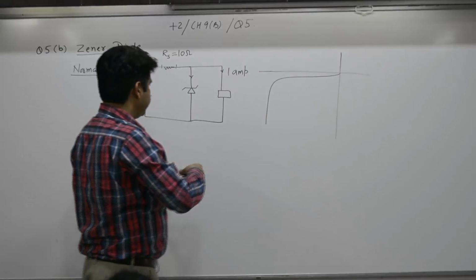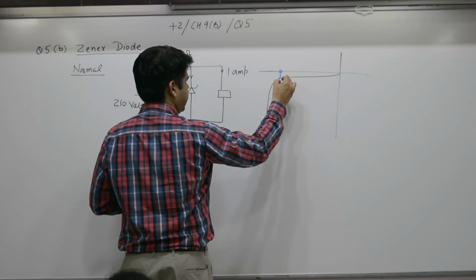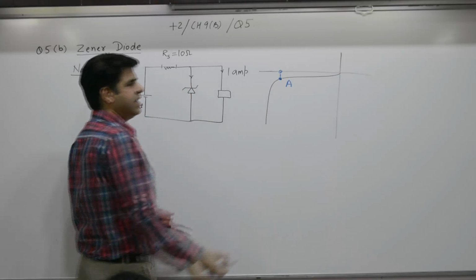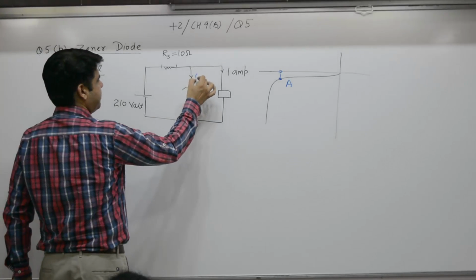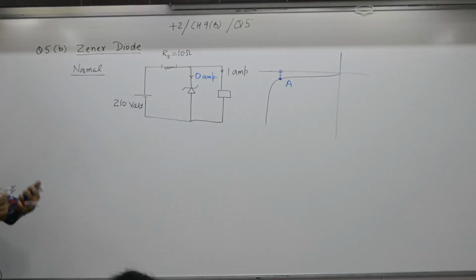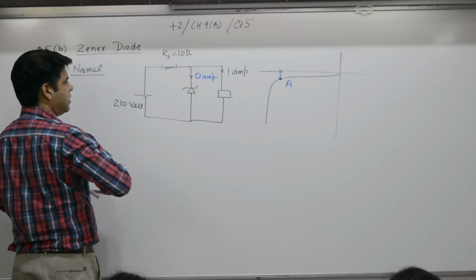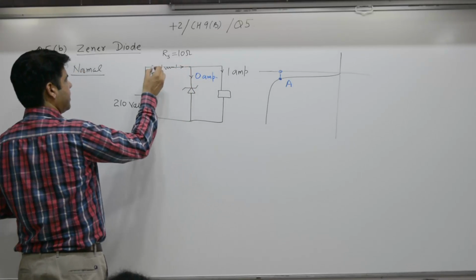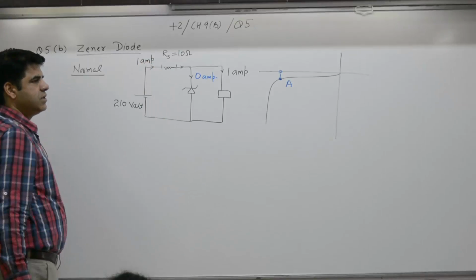Zener at this point operates at A, where the current drawn is very, very small, and let this current be 0 ampere. What's the total current drawn now? 1 ampere plus 0 ampere, total current drawn here is 1 ampere. It is approximate analysis, approximate values.